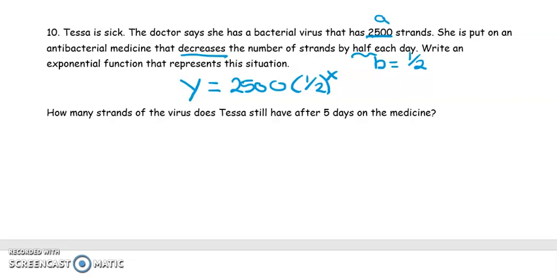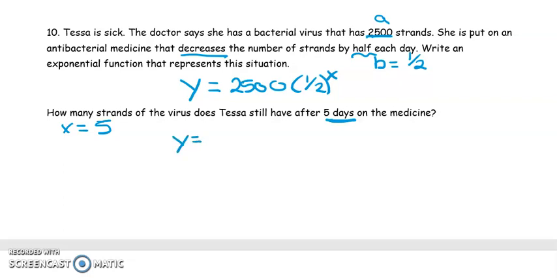So now that we have that, we can answer the question, how many strands of the virus does Tessa still have after 5 days on the medicine? So now we have to figure out, where's this 5 days going? Well, remember, we said it's decreasing by half each day. So that means our X is representing the day. So what we're going to do is take 5 and put it in place of the X in the equation to represent days.